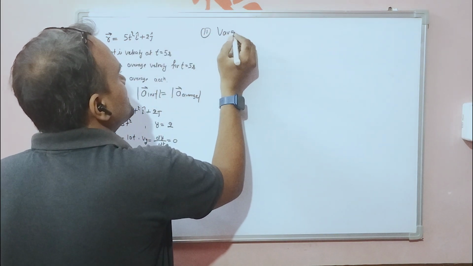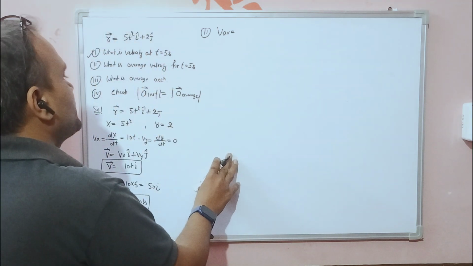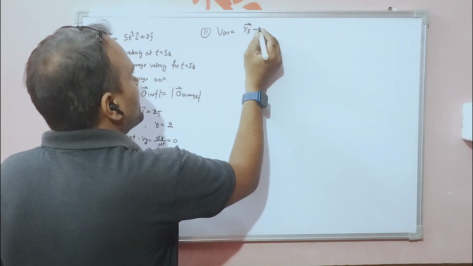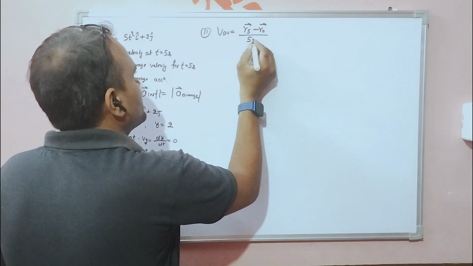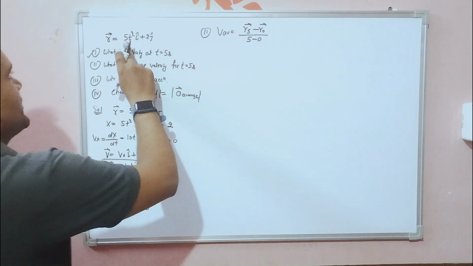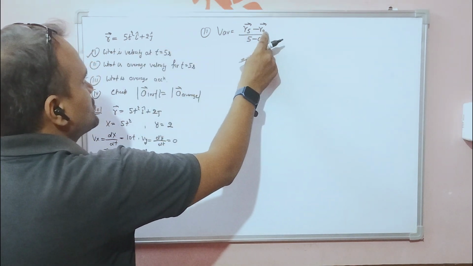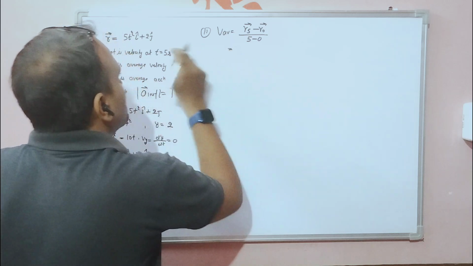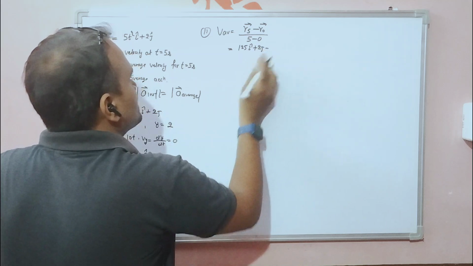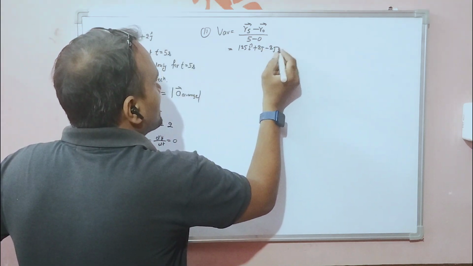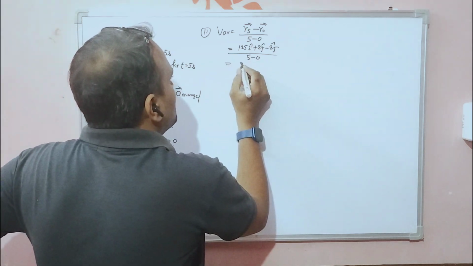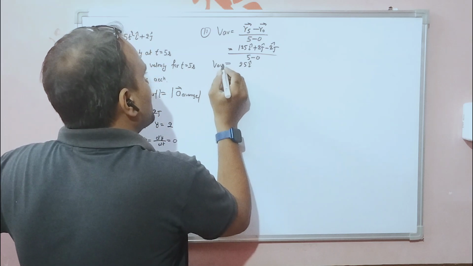So for V average, it is nothing but the displacement upon time, right? And the displacement can be written in terms of position vector r5 minus r0, and it is 5 minus 0, right? What is this r5? Position of this object at time t equal to 5, and position of this object at time t equal to 0, which is r0. So let's plug in the value of time t equal to 5 in this. So it will give me 125 i cap plus 2j minus 2j, right? And here in the denominator it is 5 minus 0, so I will be getting 25 i cap. This is the average velocity vector.